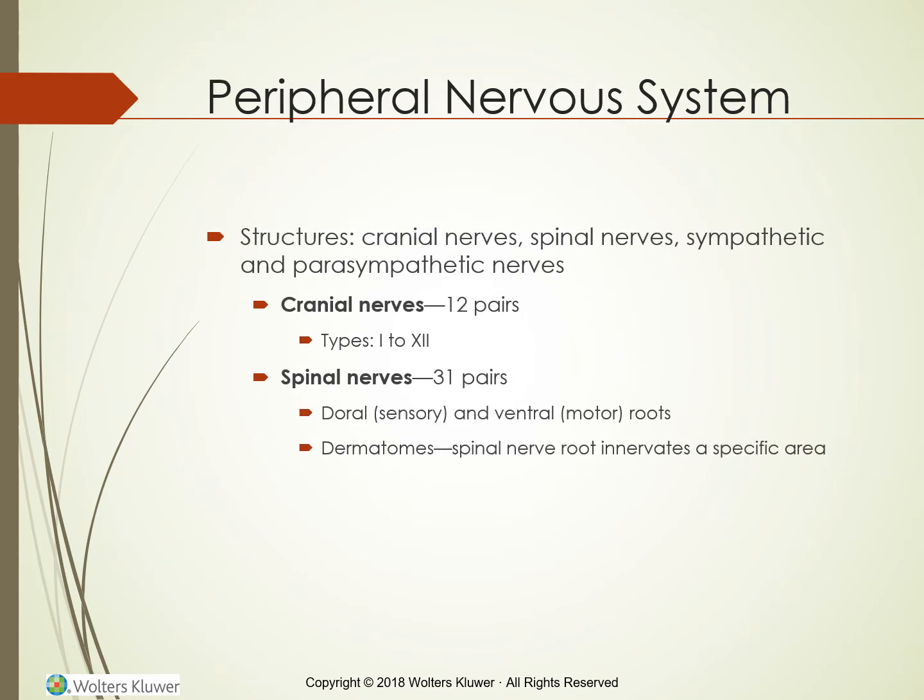Peripheral nervous system. The peripheral nervous system consists of all the sensory and motor nerves outside the CNS. The peripheral nervous system includes the cranial, spinal, and sympathetic and parasympathetic nerves of the autonomic nervous system, ANS. Cranial nerves. The 12 pairs of cranial nerves identified by Roman numerals are as follows.